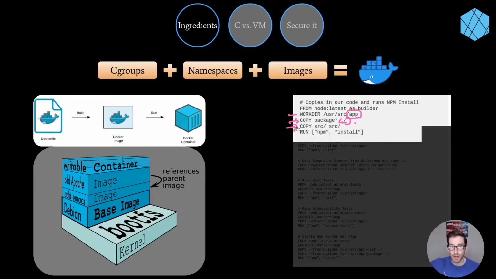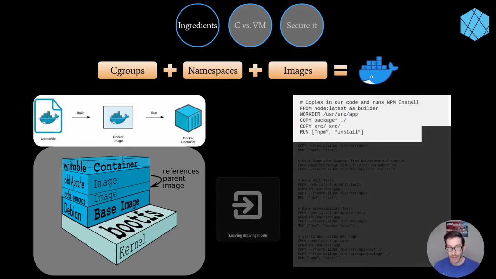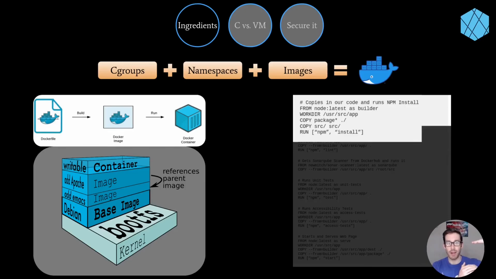Then we're going to copy our source code into the source directory under app. And then at the end, we're going to run. And the run command is basically going to do an npm install. So that's like the simplistic version of a makefile. That makefile is then going to build into an image. Then that image is going to be stacked into a container.